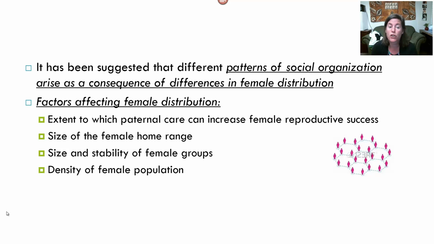One is the extent to which paternal care by the father can increase female reproductive success. So if female reproductive success is dependent on paternal care, female distribution will be affected by male distribution because they need these males to provide care for the offspring. We also see that the size of the female home range is an important determinant of female distribution. The size and stability of female groups is another determinant, and also the density and distribution of females is an important component of social organization.